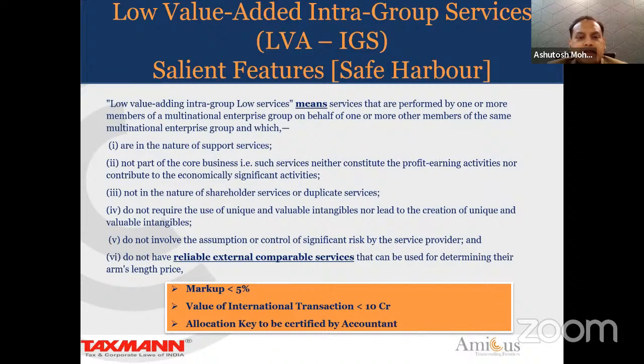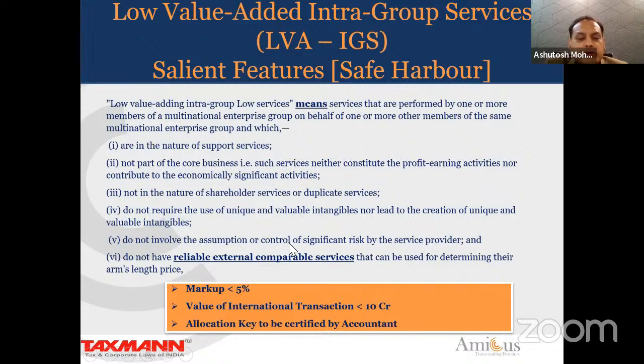So what are the basic features of the intra-group low value added safe harbor that we have in India? First point is that this safe harbor is available only for support services. They should not be the core business activities of the company. They should not be the core profit earning activities. As I discussed earlier, these services should not be shareholder services or duplicate services. Again, these services should not result in the creation of any unique or valuable intangibles. And it also requires that these services should not involve assumption or control of significant risk by the service provider.